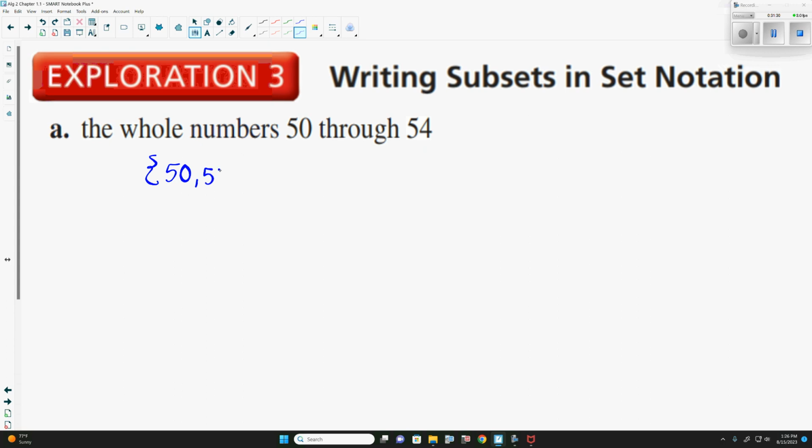Well, 51, and 52, 53, and then 54. We're able to list all of them, yes? So there we go. We've listed them all. Now, if it had said all the whole numbers greater than or equal to 50, well, we'd have 51, 52, 53. We'd have this here, yes? But if we're just talking about greater than it, does it stop at 54? It keeps going on, yes?